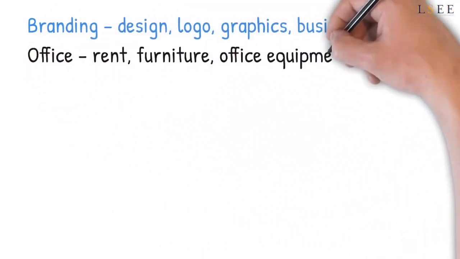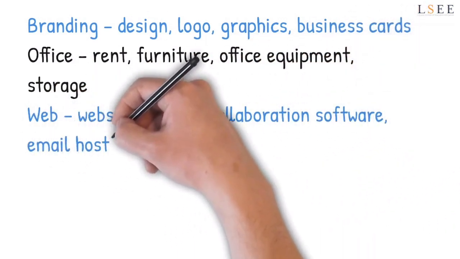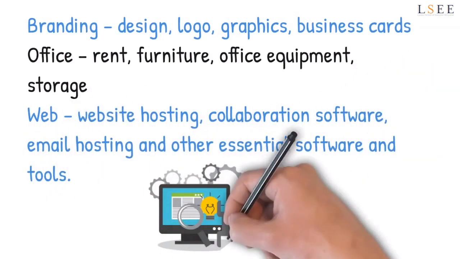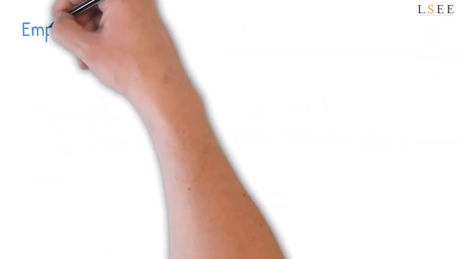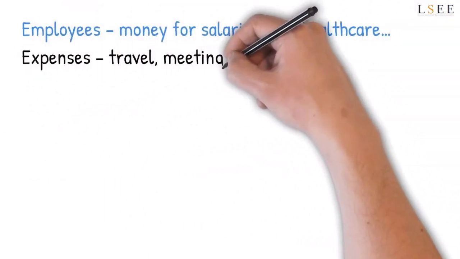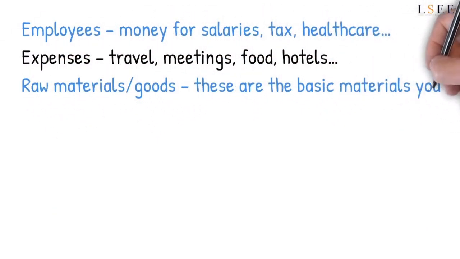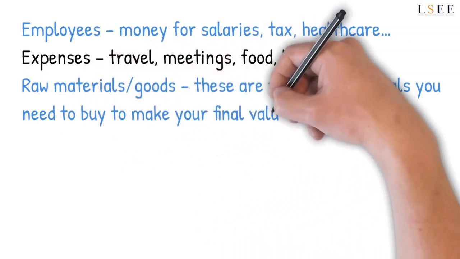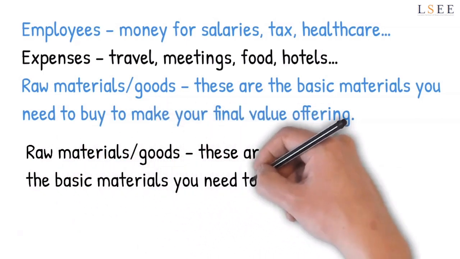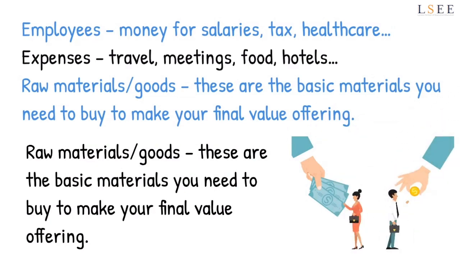Office: rent, furniture, office equipment, storage. Website hosting, collaboration software, email hosting and other essential software and tools. Employees: money for salaries, tax, healthcare. Expenses: travel, meetings, food, hotels. Raw materials/goods: these are the basic materials you need to buy to make your final value offering.